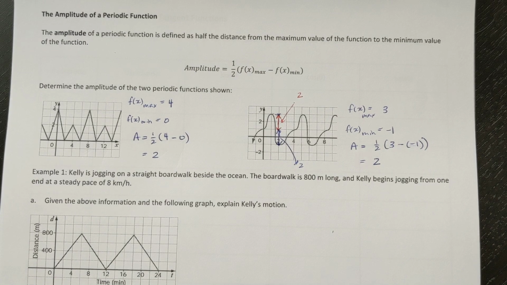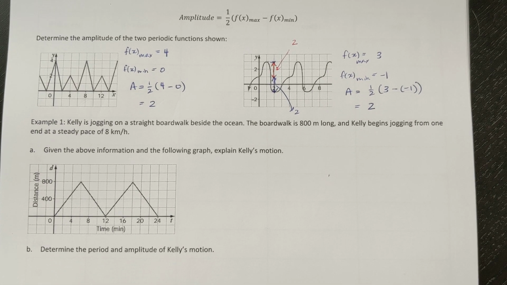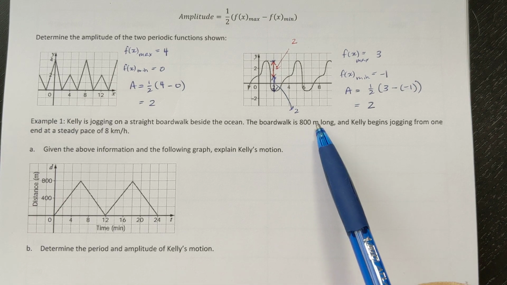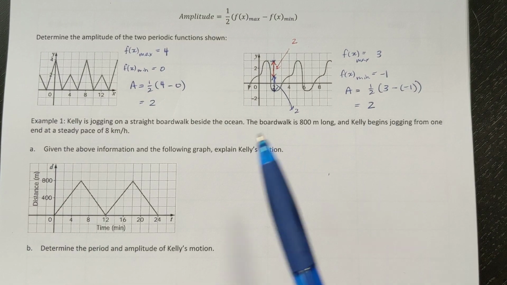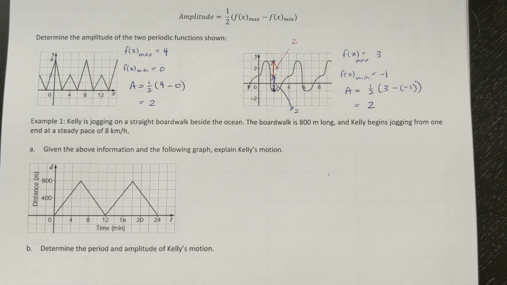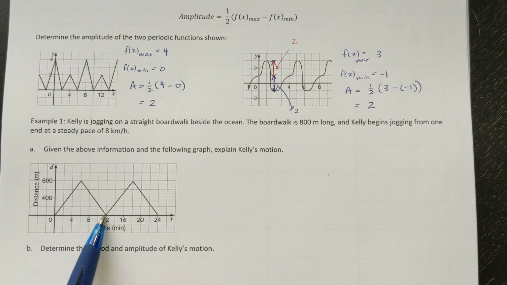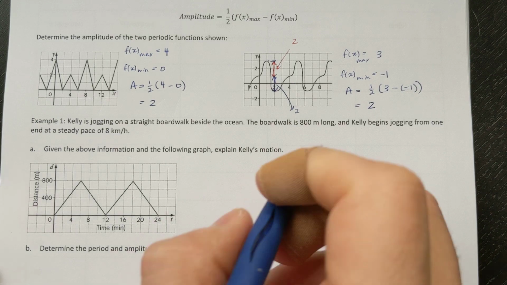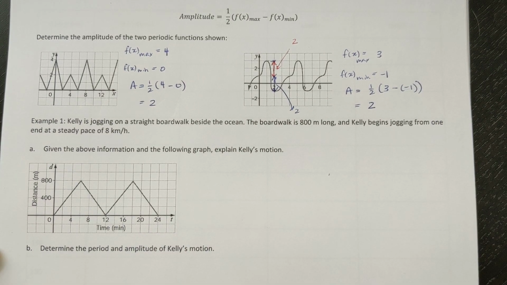Okay, so example 1. Kelly is jogging on a straight boardwalk beside the ocean. The boardwalk is 800 meters long, and Kelly begins jogging from one end at a steady pace of 8 kilometers an hour. Given the above information, the following graph, explain Kelly's motion. Okay, so the boardwalk is 800 meters long, and she begins starting from one end. So she runs down the boardwalk. Then she comes back, runs down the boardwalk again, then she comes back.